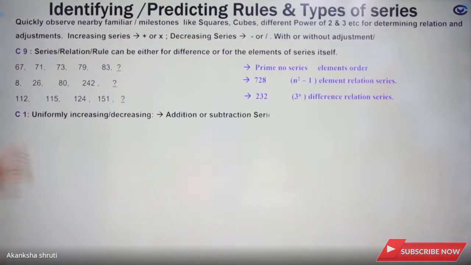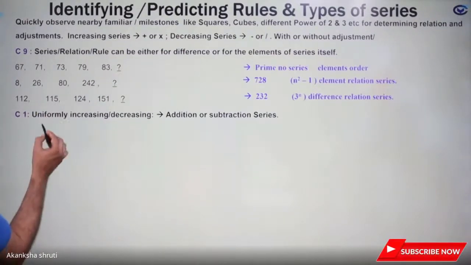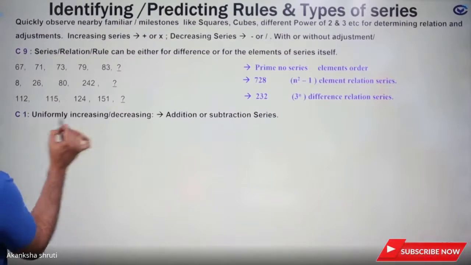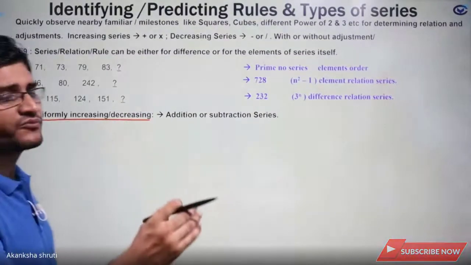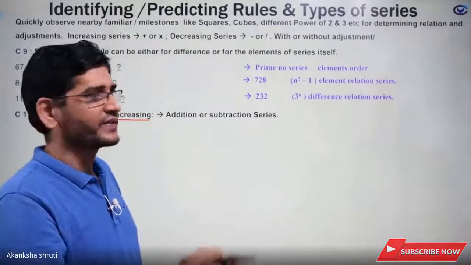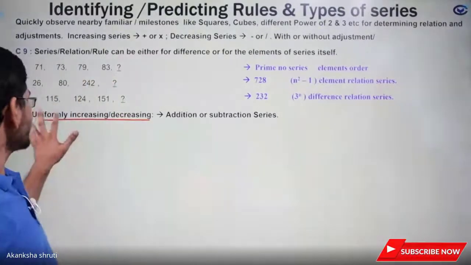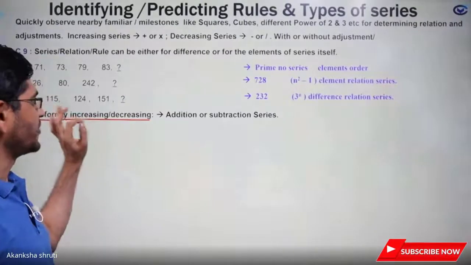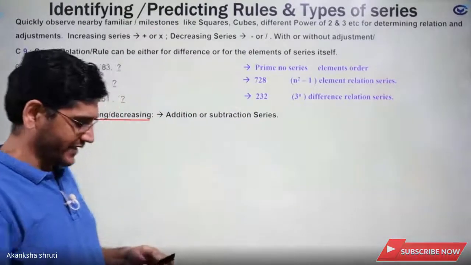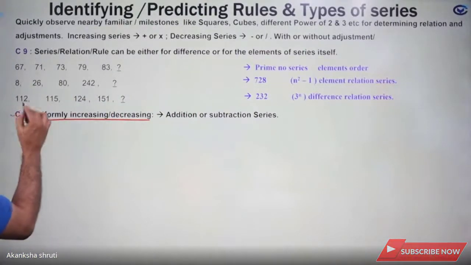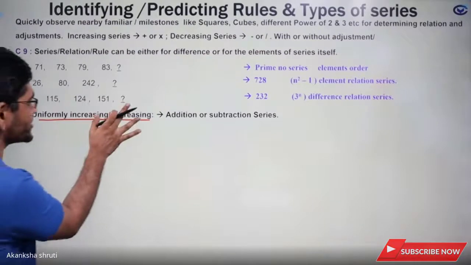So from here, even from these 3 examples, whatever we have observed, I have listed here. Students, if there is a uniform increase or decrease, meaning a constant thing is being added to the term for getting the new term, that increase or decrease is said to be uniform. And the next term or wrong term can be determined very easily. So this is the easiest series, but we have to start by checking this one.